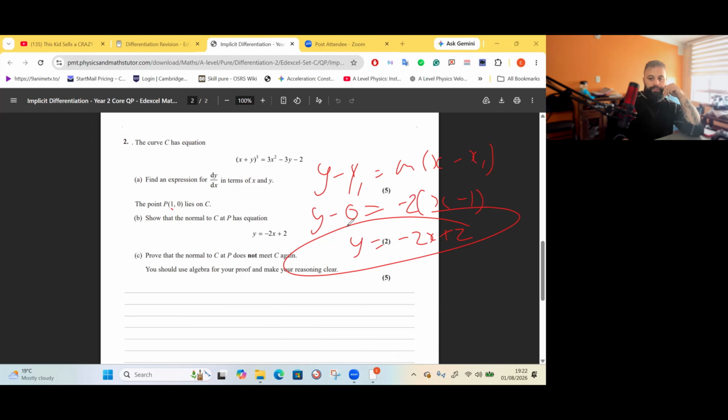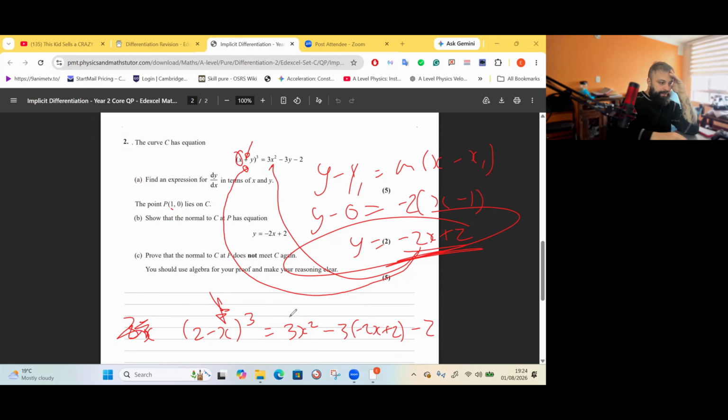Now, prove that it does not meet. So what we're going to do is substitute y equals all of that into all of the x parts over there. So you get something like that. And when you put minus 2x plus the x over there, it just becomes minus x plus 2. So you expand all of this, and what you eventually get is x cubed minus 3x squared plus 18x minus 16. Now we know already that the two equations meet at the x coordinate of 1, okay?